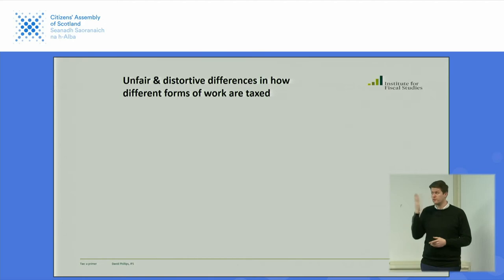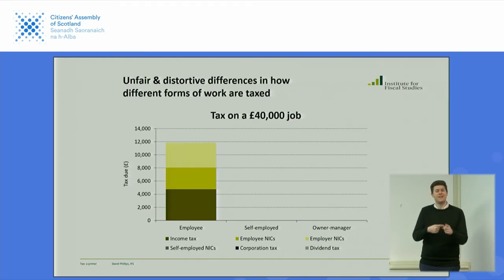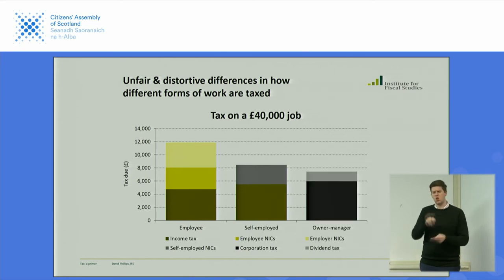So this graph is going to show, for a job that generates £40,000 a year's worth of income, how much tax you pay if you are an employee, if you're self-employed, or you set yourself up as a small incorporated business. As an employee, you'd pay income tax, you'd pay some national insurance, and your employer would pay some national insurance. If you're self-employed, you pay some income tax, and you pay a lower rate of national insurance. And if you set up a little company, the company will pay corporate tax, and you'll pay some tax on the dividends you take out.